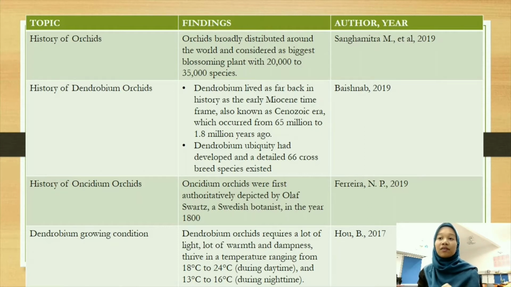For the history of oncidium orchid, Ferreira and P. 2019 said that oncidium orchids were first authoritatively described by Olof Swartz, a Swedish botanist, in the year of 1800.